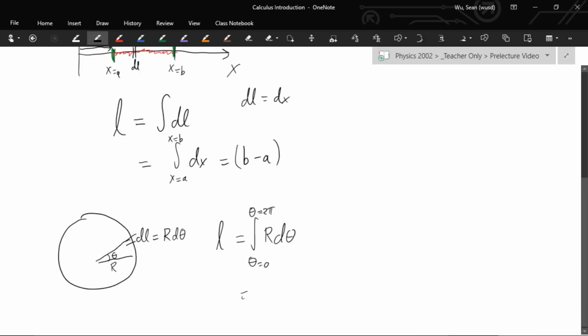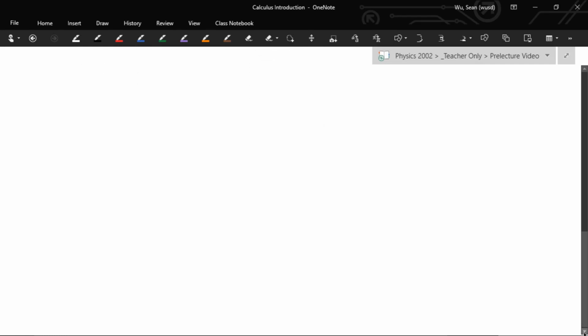Now when we do this integral, we get a very familiar result. This is going to be equal to 2 pi times r. So the length of this circle going around the whole way is 2 pi times r, which conventionally we call the circumference.